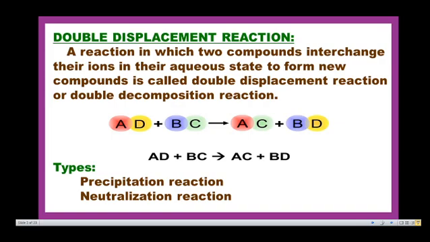So the two compounds in aqueous state will interchange their ions. That is a double displacement reaction. It is also called a double decomposition reaction because the two compounds get decomposed and produce two new products. There are two kinds of double displacement reaction: one is precipitation reaction, another one is neutralization reaction.